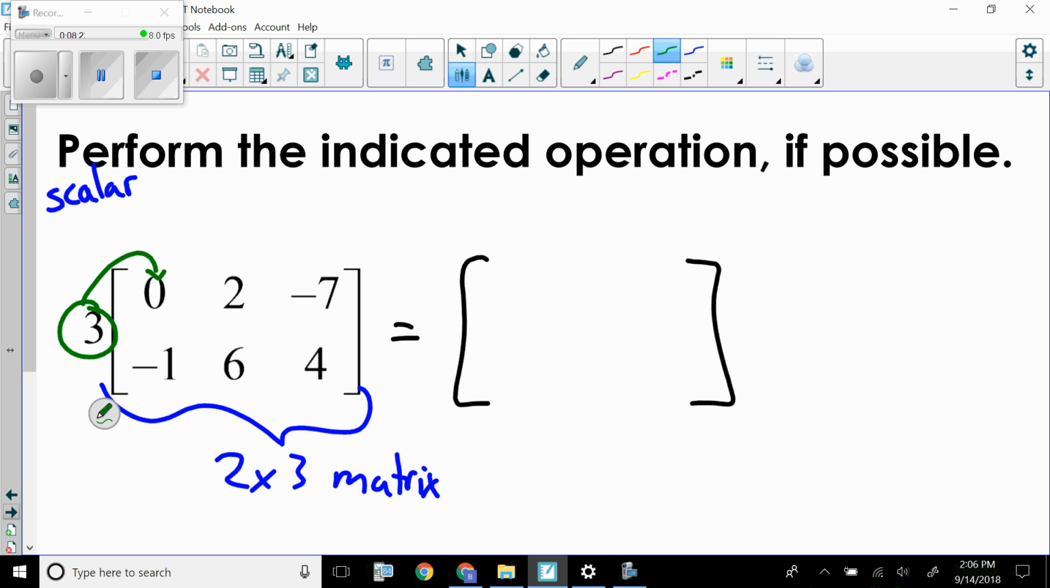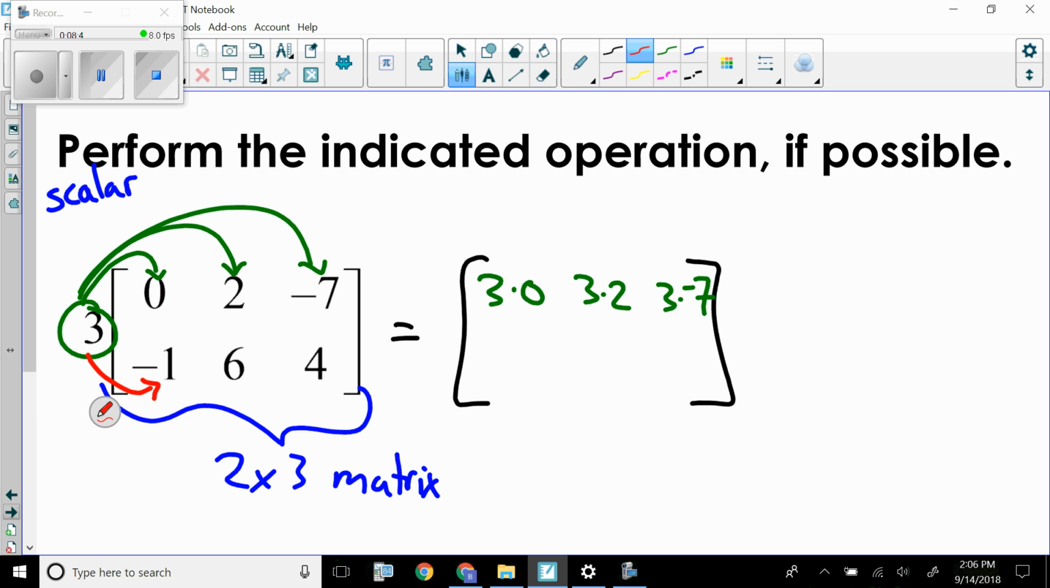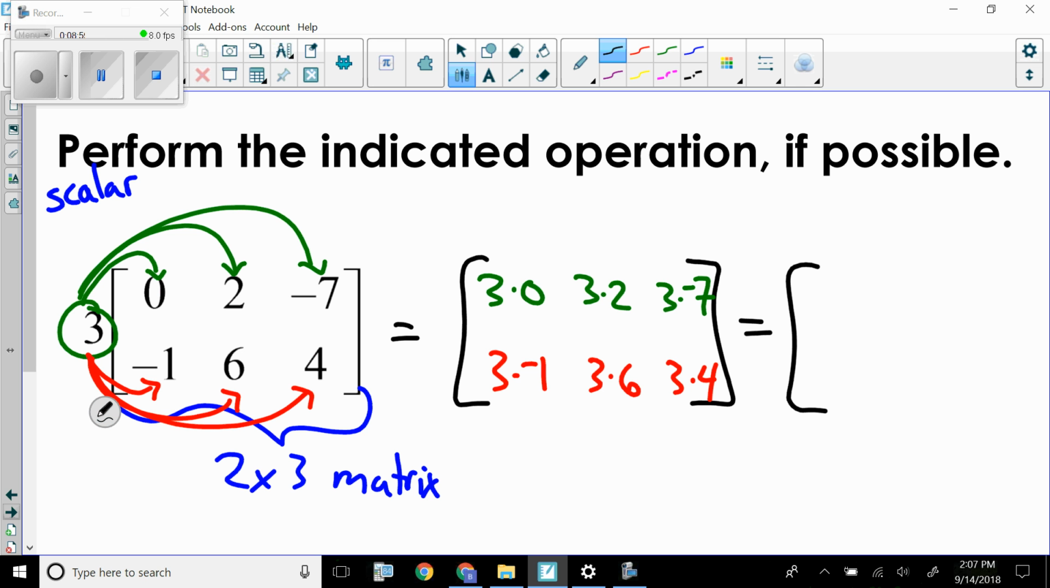I am taking 3 times 0. It goes up top here. Then I go to the next one, 3 times 2, and then the next one, 3 times -7. After I have that, I go on to the bottom row. That's 3 times -1, 3 times 6, and 3 times 4. Of course, I realize that most of you are just going to do this math inside your head. That is fine.